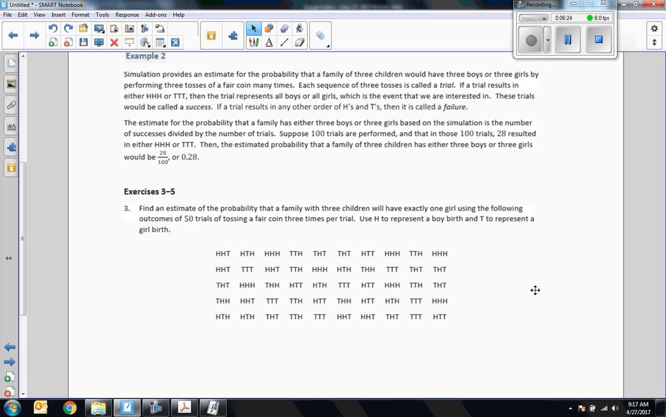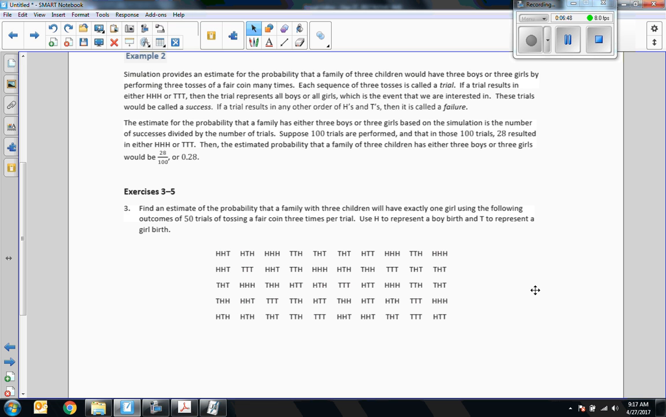Suppose 100 trials are performed, and that in those 100 trials, 28 resulted in either 3 heads or 3 tails. Then the estimated probability that a family of 3 children has either 3 boys or 3 girls would be 28 out of 100, or 0.28, or 28%. Okay, so now exercises 3 through 5.